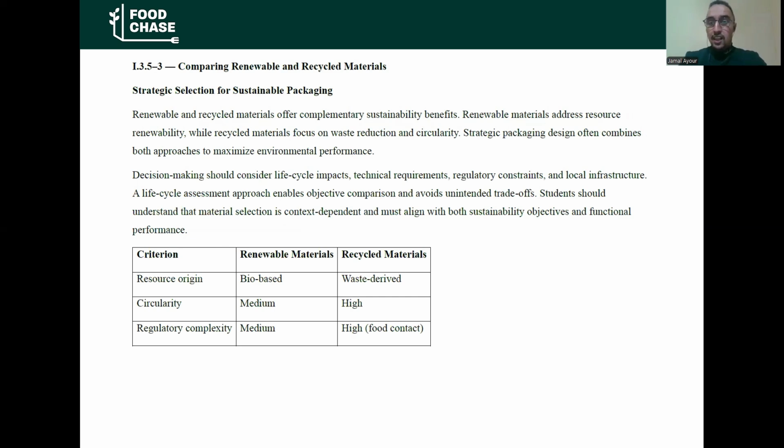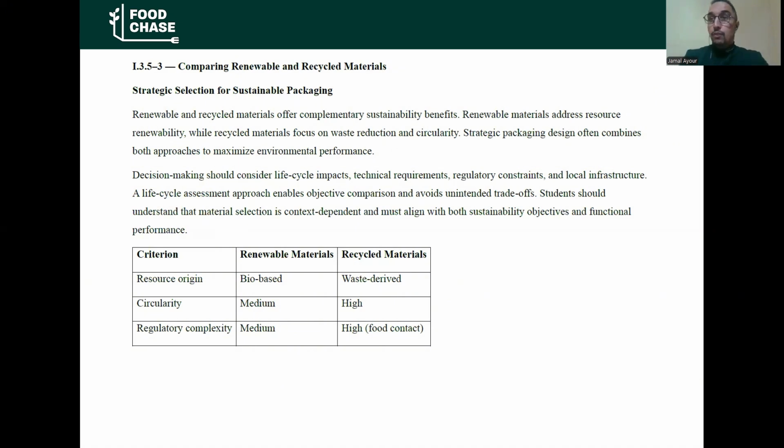About the strategy and selection of sustainable packaging, it depends on different factors. These factors include some practical factors relative to the formulation of the product, but also environmental aspects. Decision making should consider the life cycle impact, technical requirements, regulatory constraints, and local infrastructure. A life cycle assessment approach enables objective comparison and avoids hidden traps.